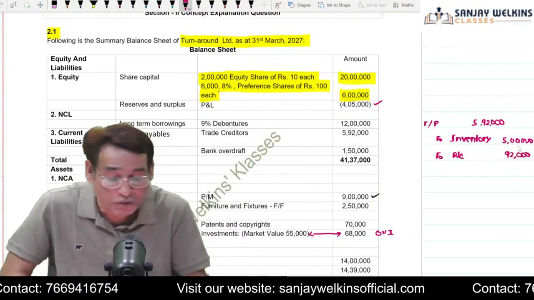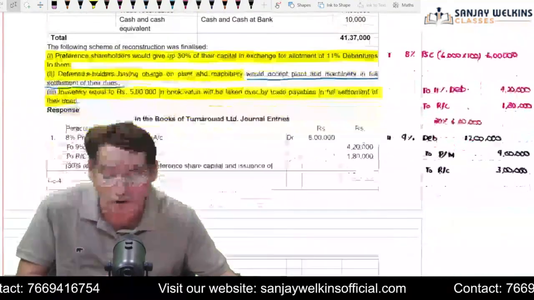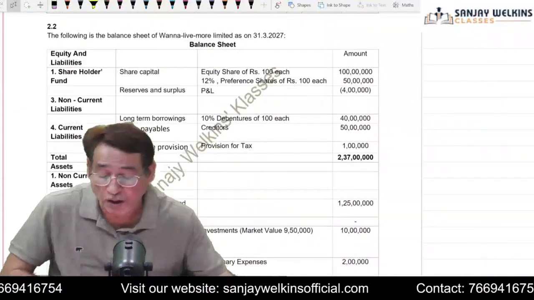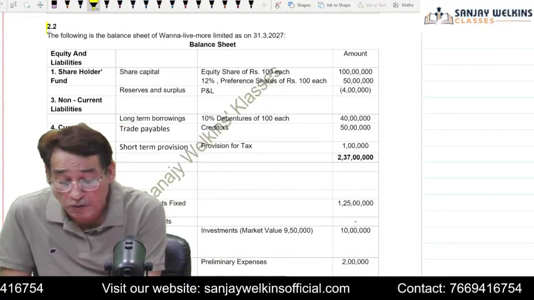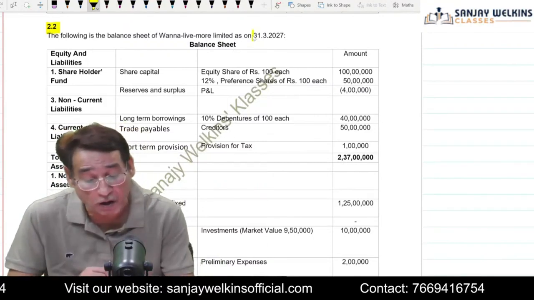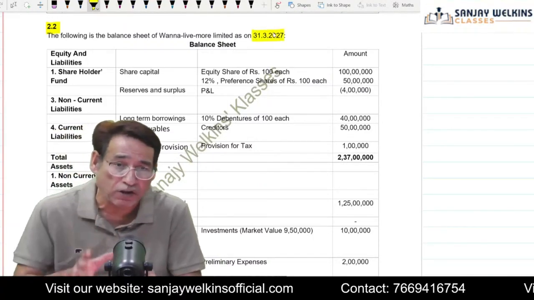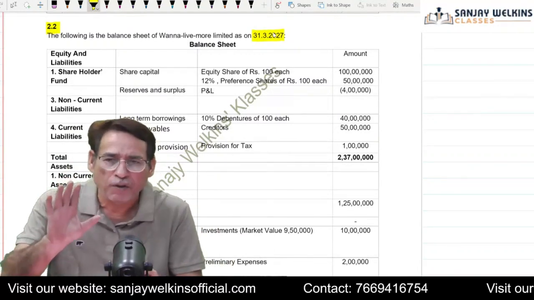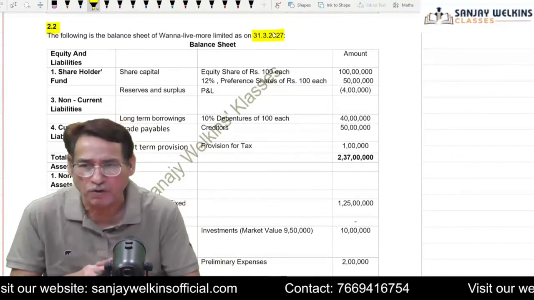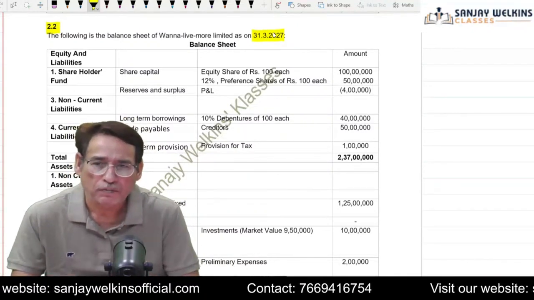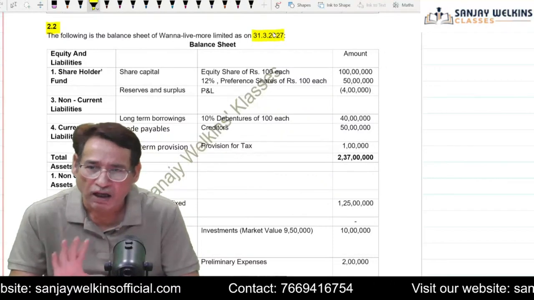Actually, the basic purpose of this particular question is to acquaint you with the various sorts of entries which you may have to tackle. Similarly, now we come across 2.2. Following is the balance sheet of Wanna Live More Limited as on 31st of 3 2027. I hope in the last question each one of you got it, but let me know of that also. If I'm going fast, let me know. Everything is clear?